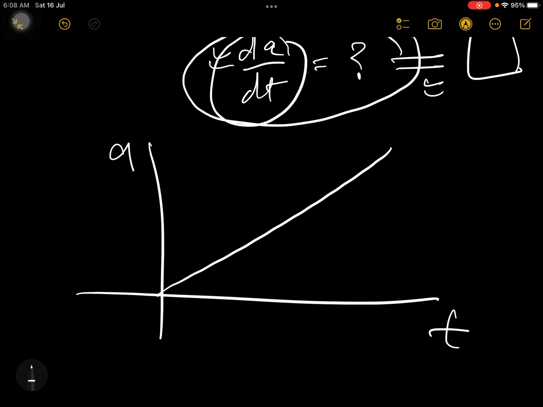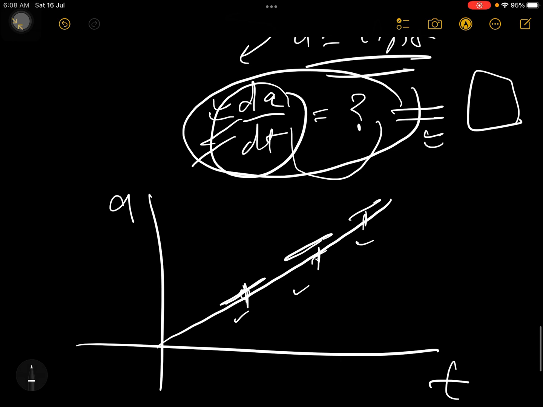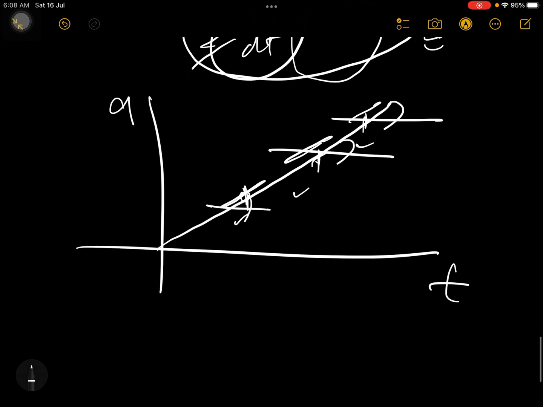So it means the AT graph. At this point, what is dA by dt? It is the slope of the AT graph, correct? It means at this point you have a slope, at this point you have a slope, at this point you have a slope, and all the slopes are equal. That's why dA by dt is coming out as a constant number. At this point an angle, at this point an angle, at this point an angle, right? I hope it's very clear. So this will be your AT graph.